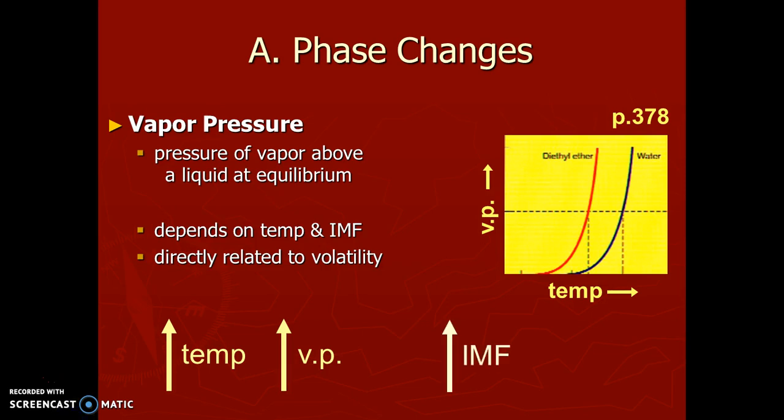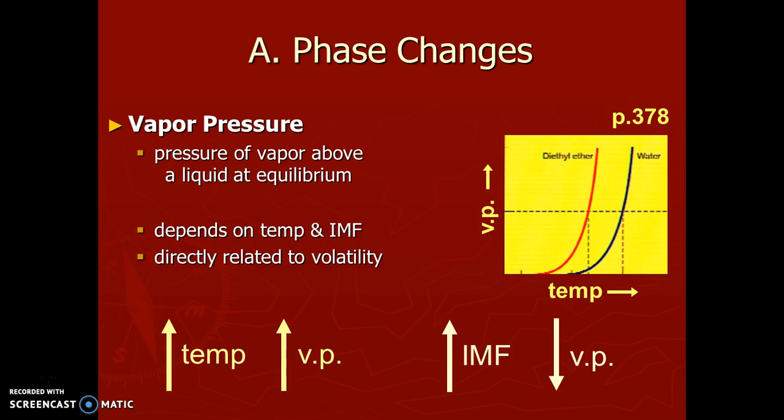And as the intermolecular forces increase, meaning the forces between molecules increases, the vapor pressure decreases. So as an example, water has a very high intermolecular force, hydrogen bonding. The water molecules really like one another and want to stay connected to each other. So because they have a high intermolecular force, water's vapor pressure is generally low. Water is not volatile. It doesn't have an odor.